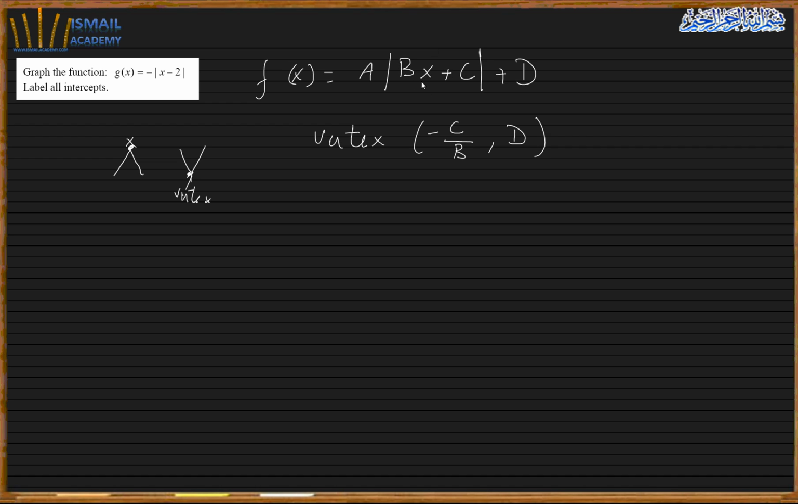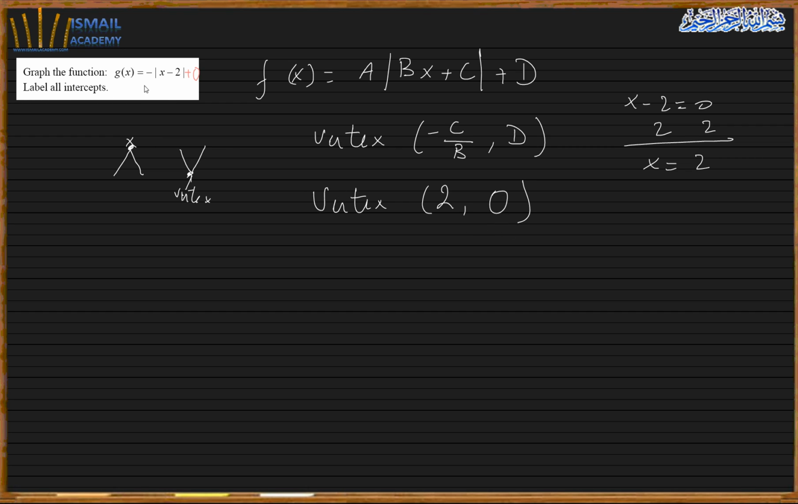Here, I know that d is 0 because this is just plus 0. So I know that y of the vertex is 0. I just need to find x of the vertex by making x minus 2 equal 0. If I make x minus 2 equal 0, I get x equals 2. So I know that the vertex for my function is 2, 0.